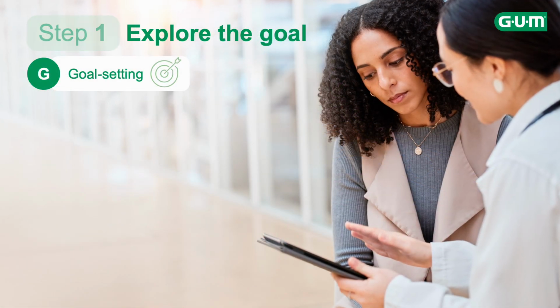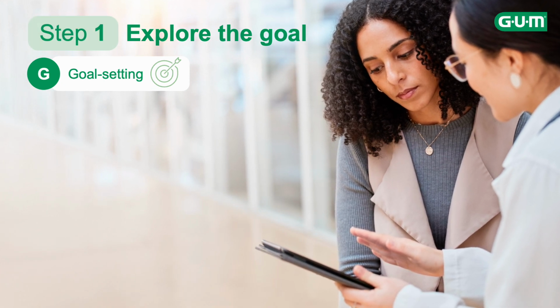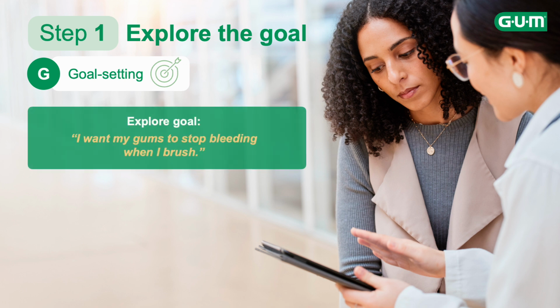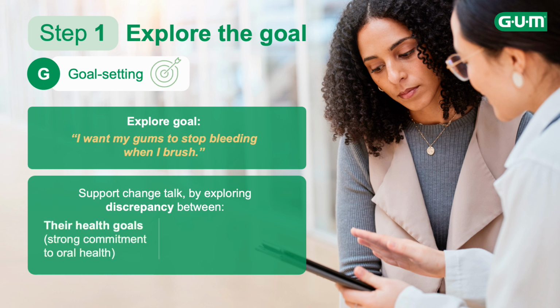Step 1 is helping the patient identify a goal that matters to them. For this patient, a natural goal might be, "I want my gums to stop bleeding when I brush." Now, to support change talk, you want to explore any gaps between what they want and what they're currently doing. For example, they care about oral health, investing in an electric toothbrush, and regularly brushing twice a day, but they don't think flossing is for them. That's a discrepancy to explore.